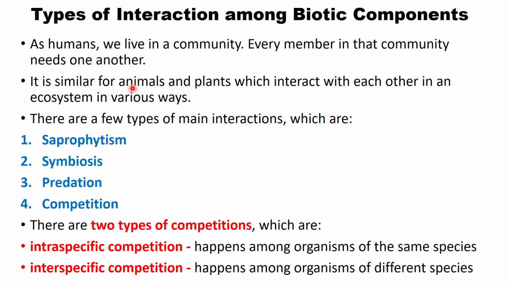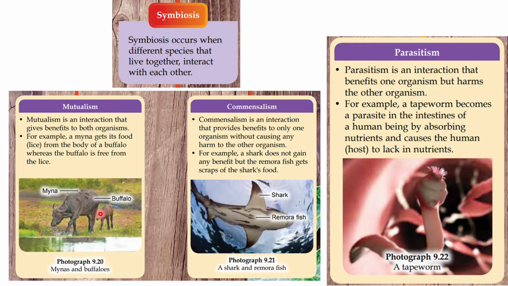So same goes for animals and also the plants, where they will interact with one another in the ecosystem in various ways. So a few types of main interaction that we will be looking at in the coming lessons are the saprophytism, symbiosis, predation, and also competition. So in this video, we will be looking at symbiosis.